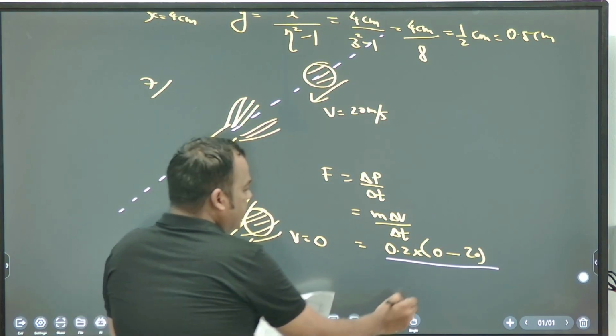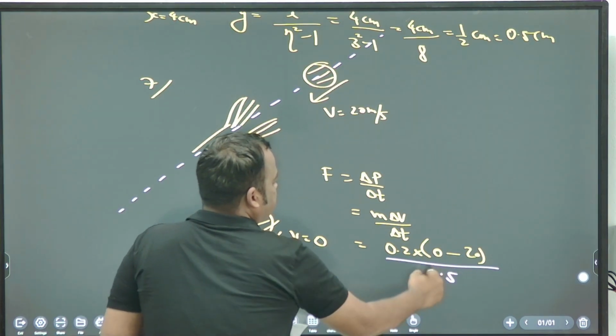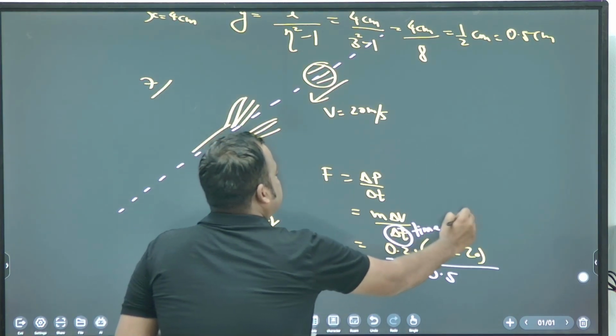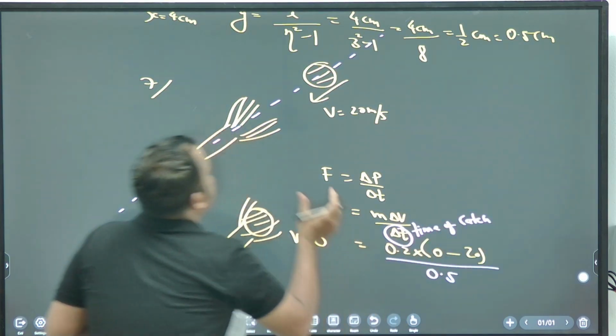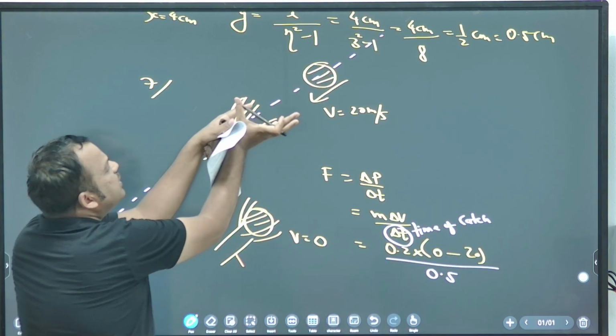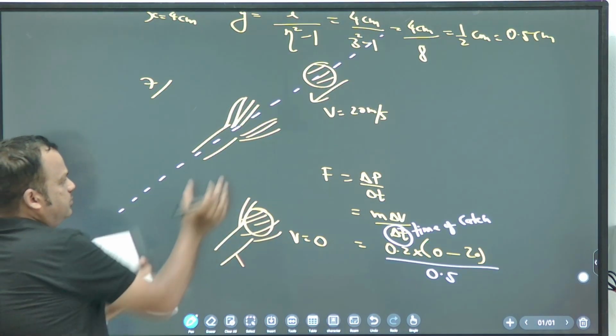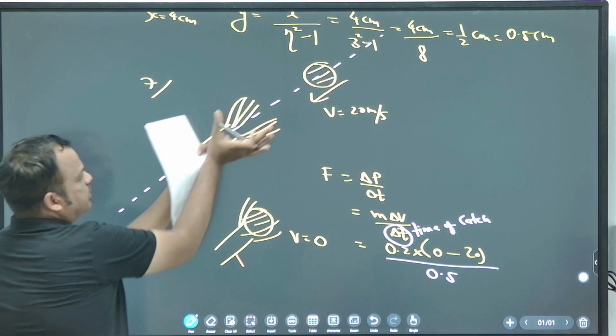By delta t, the time of catch is this. This is the time of catch. Ball will come, you are holding, and finally you will do like this, final velocity 0. So, from here to here, like this you are catching.